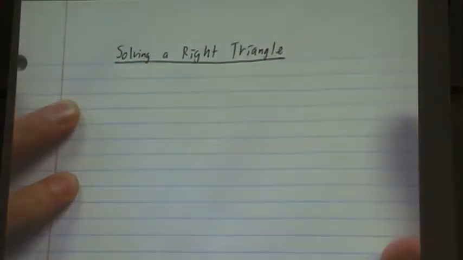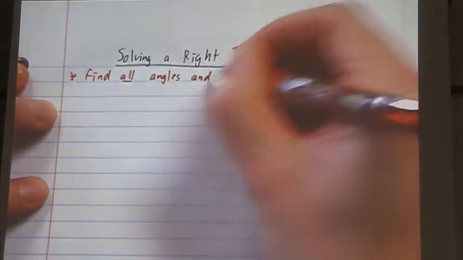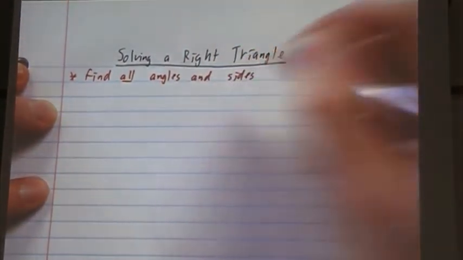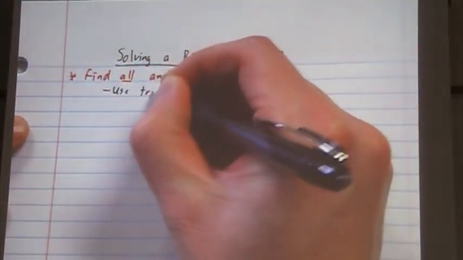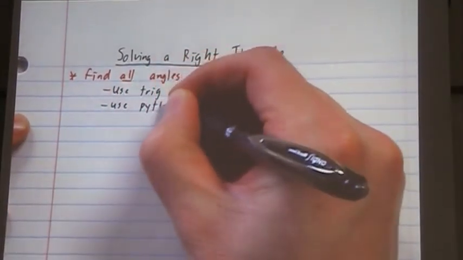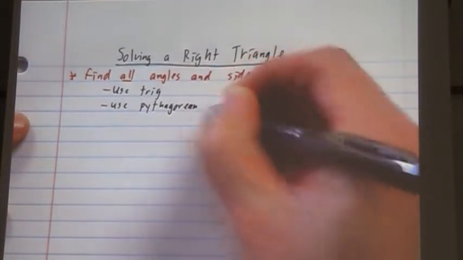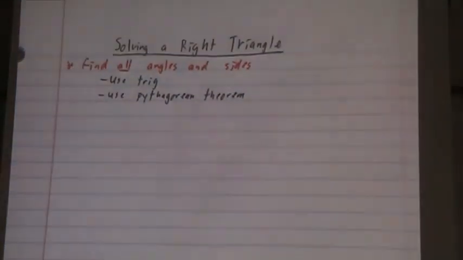So, solving a right triangle. When you do this, you're going to find all angles and sides. Okay. So you literally solve all the missing parts of your triangle. To do that, we're going to use trig. You can use Pythagorean theorem. You don't have to, but you could.